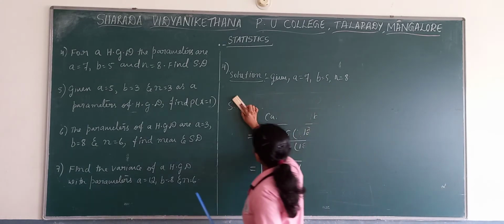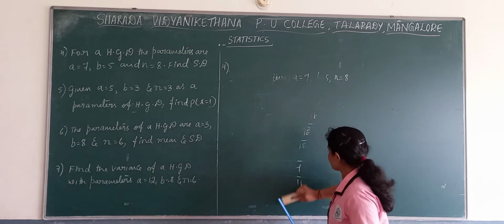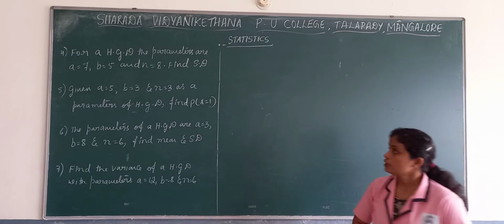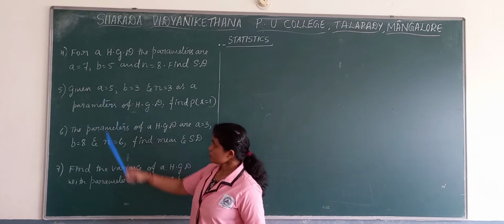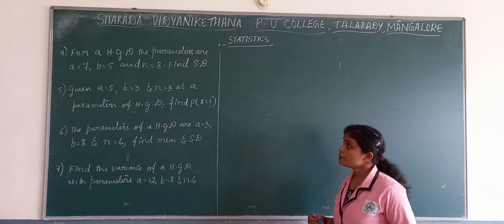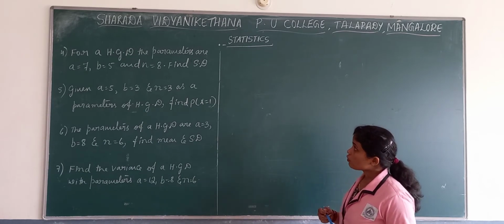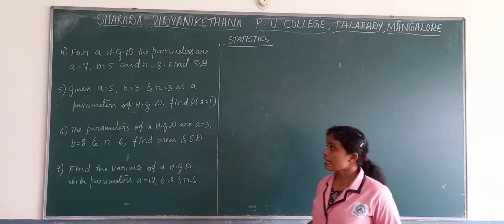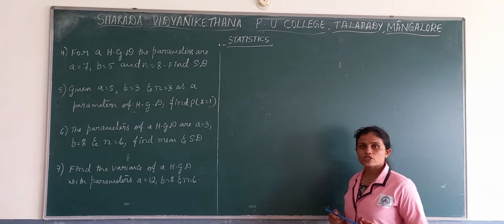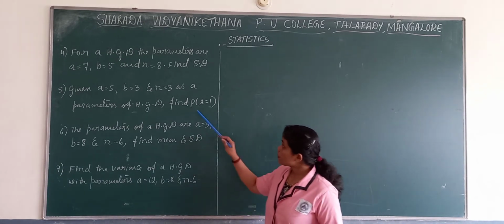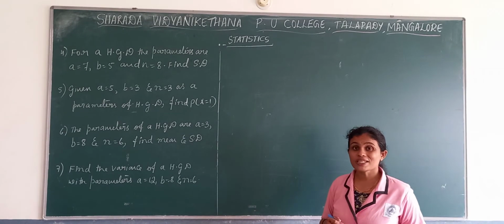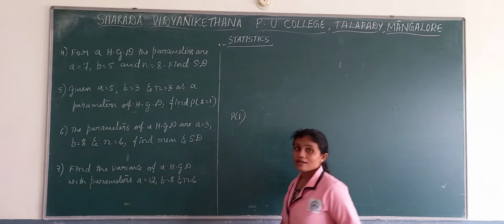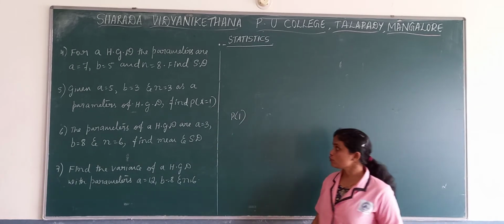Read the next problem, what they have given. Fifth one: given a is equal to 5, b is 3 and n is equal to 3 as parameters of the hypergeometric distribution. H.G.D. means hypergeometric distribution. Find P of x is equal to 1, which means in the place of x we need to substitute 1, that is nothing but P of 1. We need to find out P of 1.